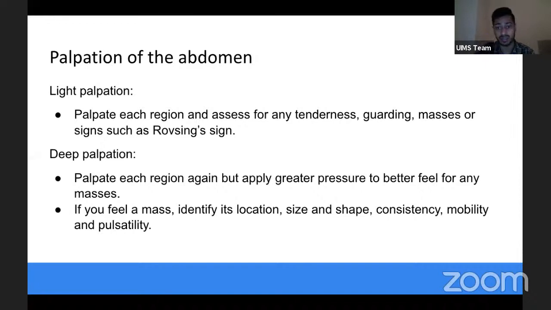We usually do this using our fingers. Consistency: is it smooth, or is it soft? Is it hard, or is it irregular? Is it mobile? Can you move it, or can you not? And finally, if it's of vascular origin, is it pulsatile? Can you feel a pulse? Usually in the abdomen, a pulsatile mass is felt centrally, and it's usually an abdominal aortic aneurysm.